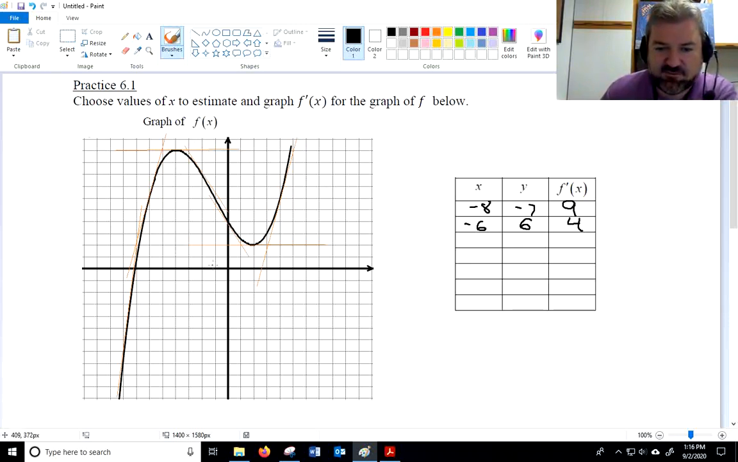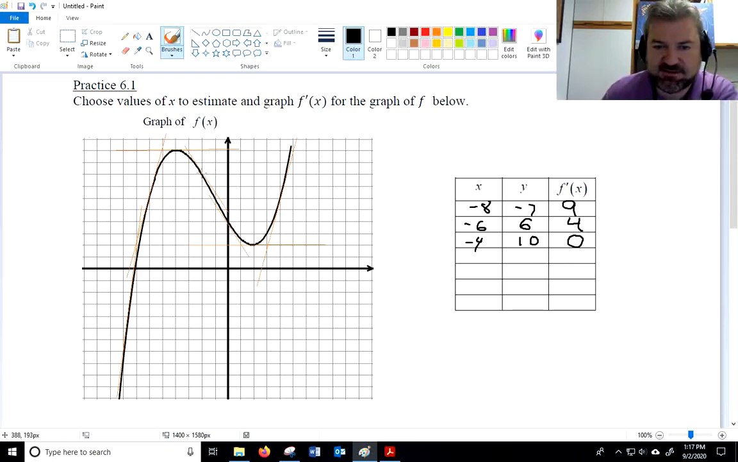Then at negative 4 on the x, we're up at a height of 10. And the slope, although I didn't draw it very well, it's going up a little too much, it should be flat. That is a flat tangent line. That is a slope of 0. Then we start going negative with our slopes.